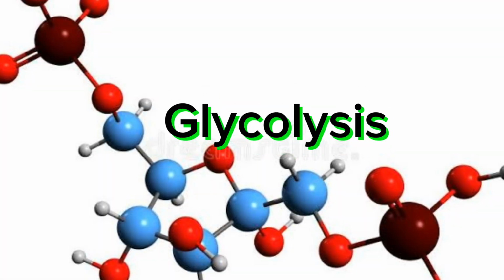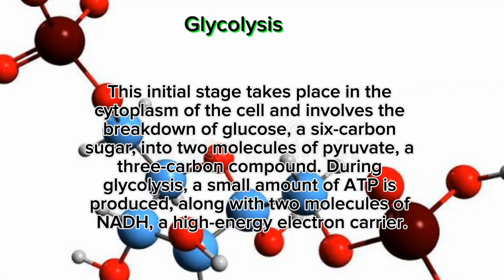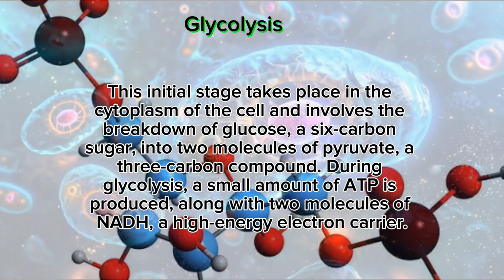Starting with glycolysis. This initial stage takes place in the cytoplasm of the cell. It involves the breakdown of glucose, a 6-carbon sugar, into 2 molecules of pyruvate, a 3-carbon compound. During glycolysis, a small amount of ATP is produced along with 2 molecules of NADH, a high-energy electron carrier.